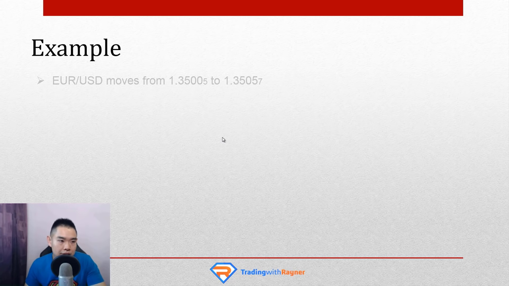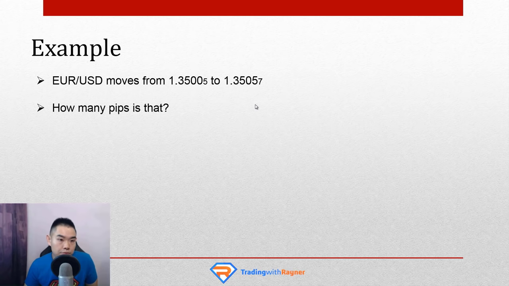Let's say euro against the dollar moves from 1.35005, where this 5 is the pipette, to 1.35057. This 7 here is the pipette value. So how many pips movement is this? Again, you just do the simple math. You will realize that this is an increase of 5.2 pips. Make sense? I know it makes sense.